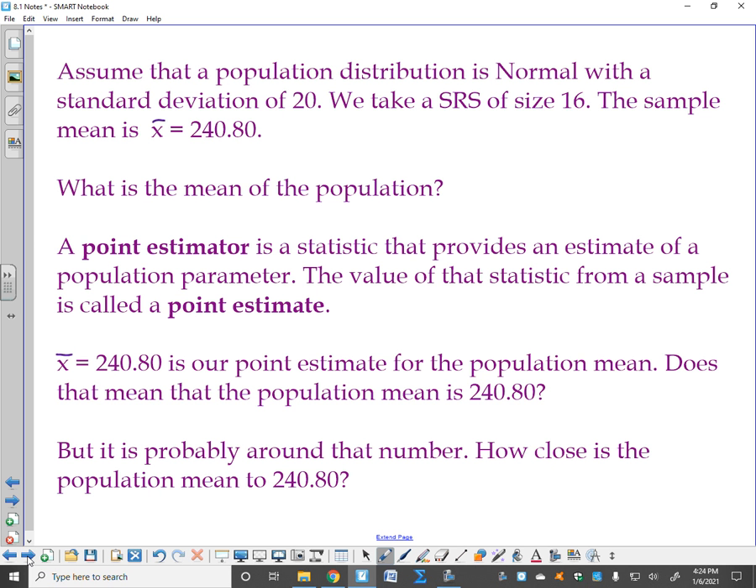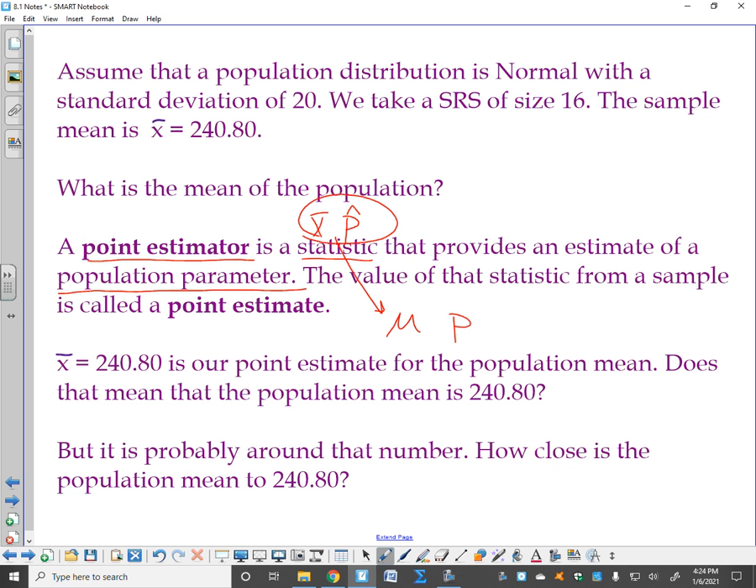A point estimator is a statistic. Statistic is of the sample. So we're talking about X bar and p hat. A point estimator is a statistic that provides an estimate of a population parameter. So guys, we're going to be using those two things to estimate the big guns, mu and p. The value of that statistic from a sample is called a point estimate. So x bar and p hat are point estimates.